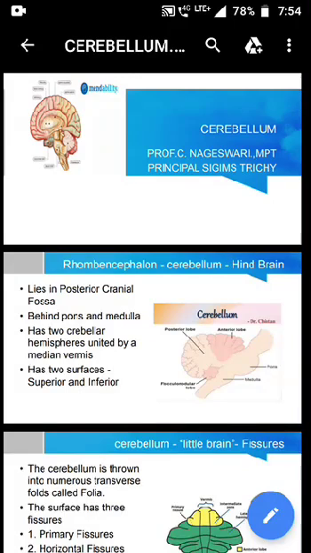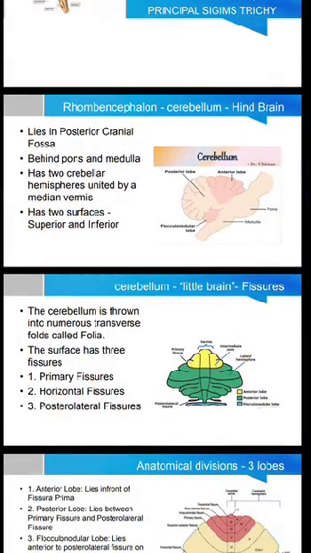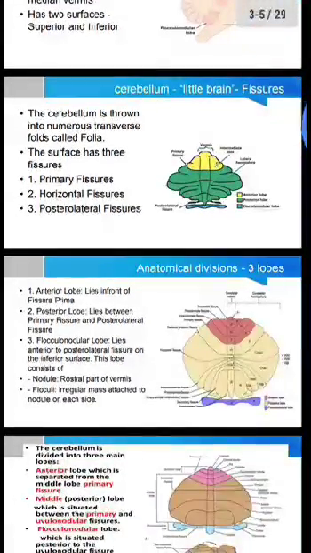Cerebellum is present in the hindbrain, so it is called the rhombencephalon. It lies in the posterior cranial fossa behind the pons and medulla. It has two cerebellar hemispheres, united by a vermis. Then it has two surfaces, superior and inferior.